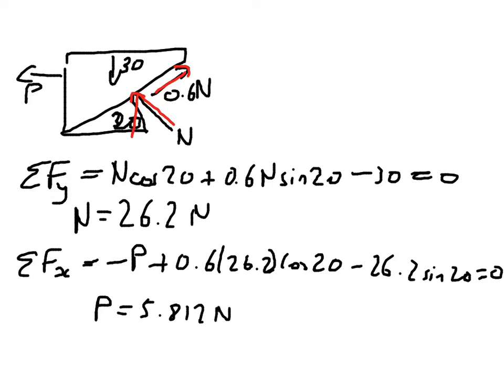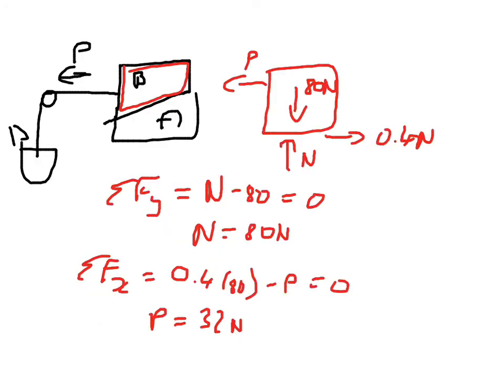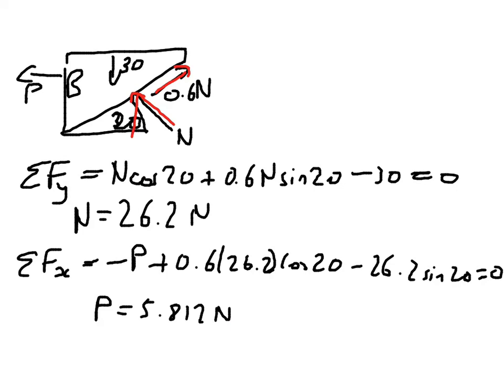So to get just block B to move on its own, this being block B, I pull with 5.812. If I wanted to move them both together, I'd have to pull with 32 newtons. So clearly block B is going to slide on its own first. So the minimum pull force at P, which was the bit I added, to get the system to leave static equilibrium will be 5.812 newtons.